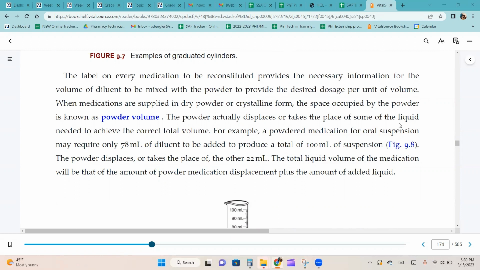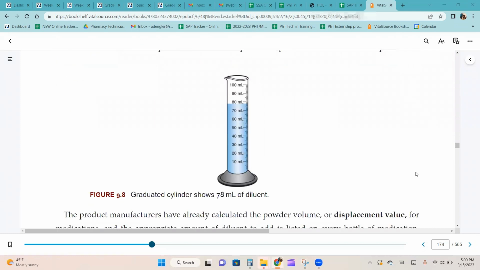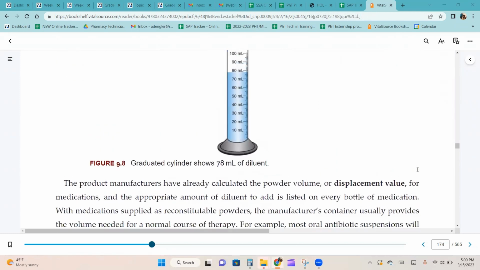For example, a powder medication for oral suspension may only require 78 milliliters of diluent to be added to produce a total of 100 ml of suspension. The powder displaces or takes the place of the other 22 ml. The total liquid volume of the medication will be that of the amount of powder medication displacement plus the amount of added liquid. So figure 9.8 shows a graduated cylinder with 7.8 milliliters of diluent.